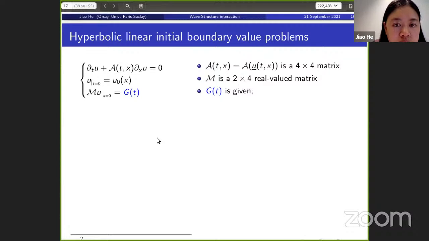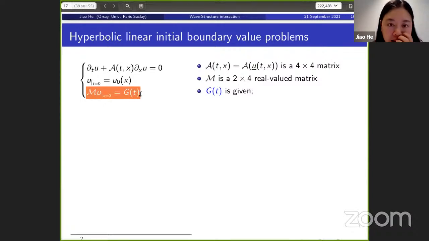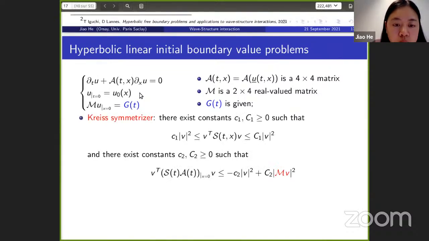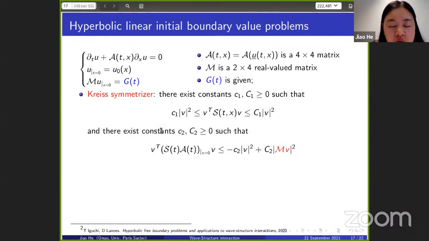And so now let me turn to the case where the matrix is a variable coefficient matrix. Here is the full line case. And notice that the boundary condition is given by G of T. And so we have this. So we still need, as before, the Kreiss symmetrizer.